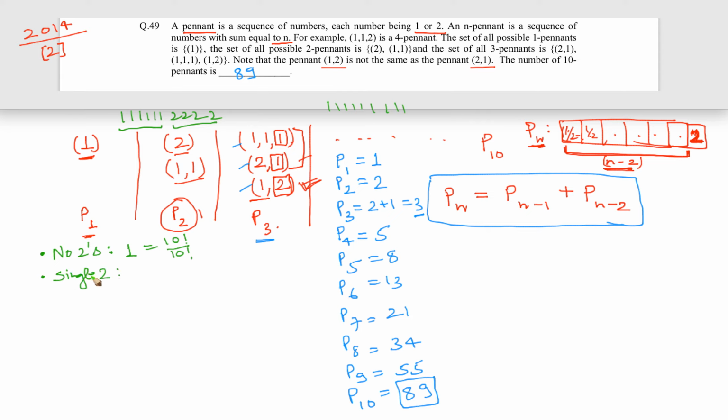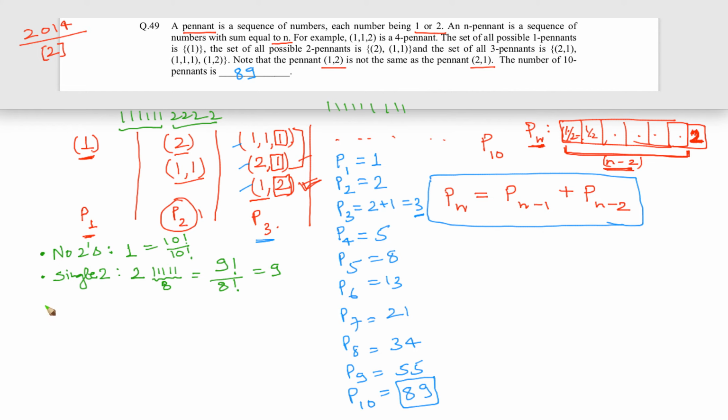When there is a single 2, there will be one 2, and since it is a P10, there will be 8 ones. So the combinatorics question here is, in how many ways can you arrange 8 ones and 1 two? It will be 9 factorial divided by 8 factorial, because these 8 are alike. So the answer is 9.